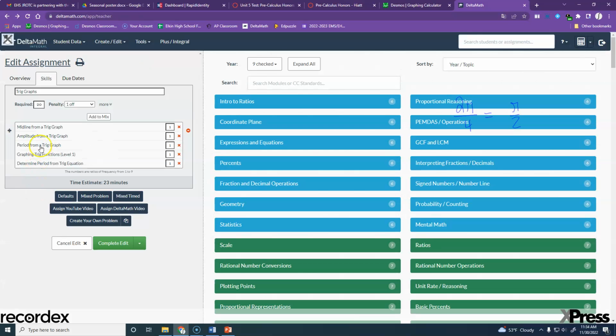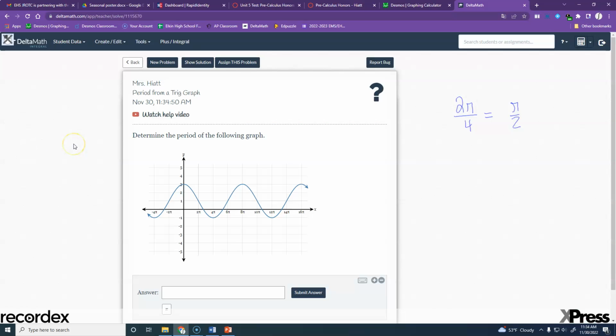That should be simple. Do we have to do all 20? Yes, they should be pretty quick.